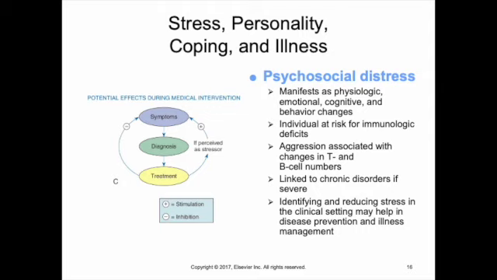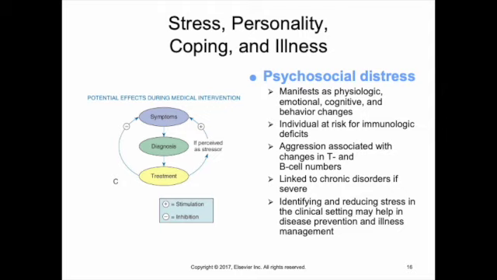Psychosocial distress refers to the experience of the psychological and social challenges that a patient may undergo. It has significant impact on their health, and it can be manifested through physiologic, emotional, cognitive, and even behavioral changes. Again, it influences our immune system, and it increases our risk of immunological defects. If we have severe and chronic psychosocial distress, this can be associated with immunological defects such as in the T cells and the B cells, right? And those are the key components of the immune system. We talked about that in depth.